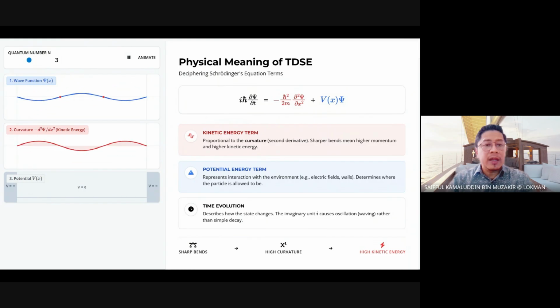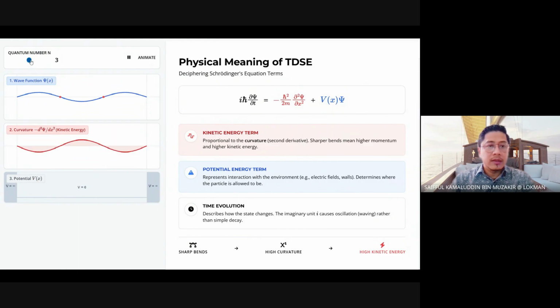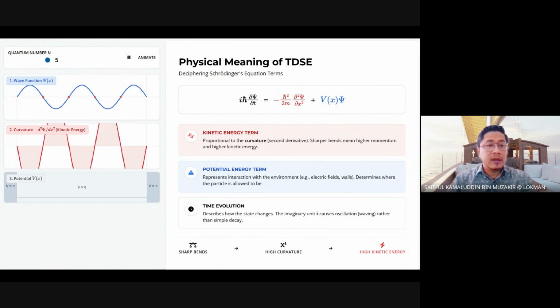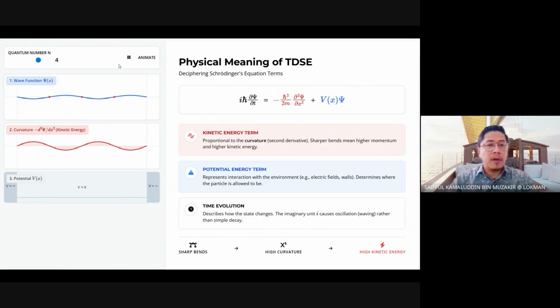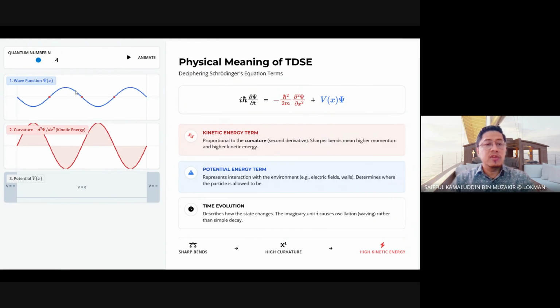Now look at how the wave function changes. For quantum number equals 3, the nodes become like that. Quantum number equals 4. Oh, we need 5. Where is 4? At 4, the nodes become 3, and the wave function becomes something else. Look at the curvature. What is the meaning of the curvature? The curvature also changes. See? Look again.